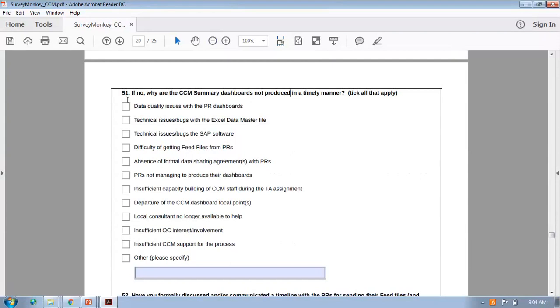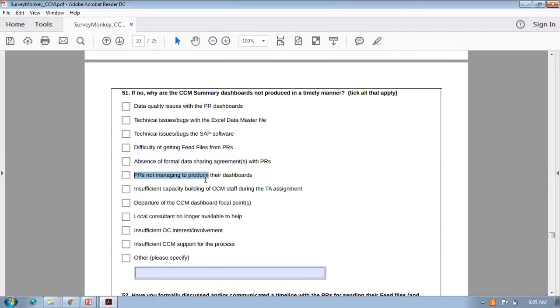Or you could say, what happened last time that made the CCM summary difficult to produce, and what happened that it was late? And as the person is talking, you're listening, and as they say any of these reasons that are listed here, you would tick them. So for example, if they say, we had real trouble getting the feed files from the PRs, you would tick that, it's the fourth box. And then they might say, yeah, you know, the PRs are really having a hard time producing the dashboard. You could then tick that as well.